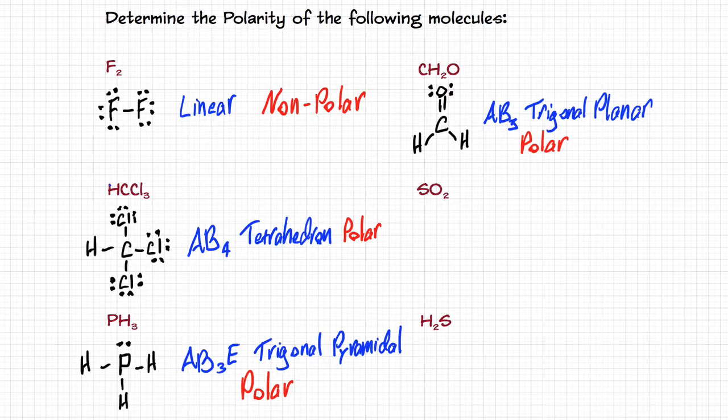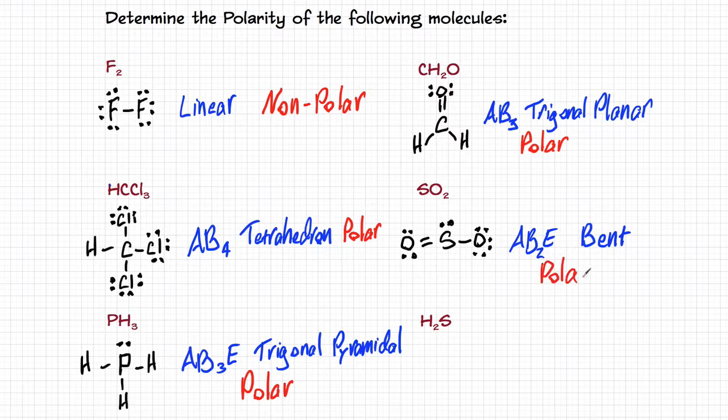Okay, for the next one, this is sulfur dioxide, and the Lewis dot looks something like this. And this is an AB2E, and this is bent. The rule for bent molecules is that they are always polar. So this molecule is polar.